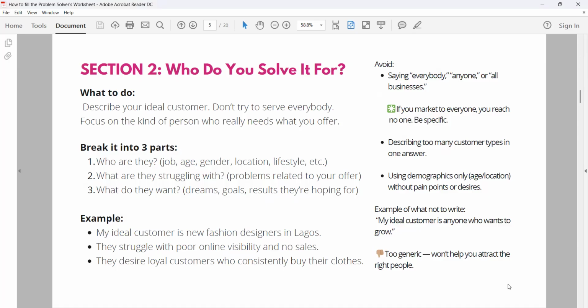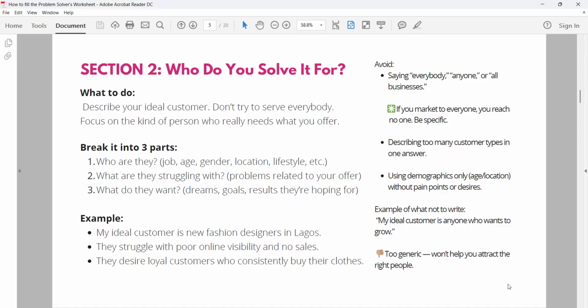So this is an example here. My ideal customer is new fashion designers in Lagos. They struggle with poor online visibility and no sales. They desire loyal customers who consistently buy their clothes. It's that simple, and I know you can do it.